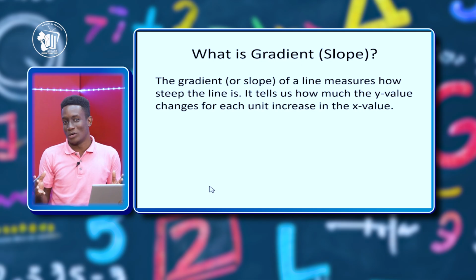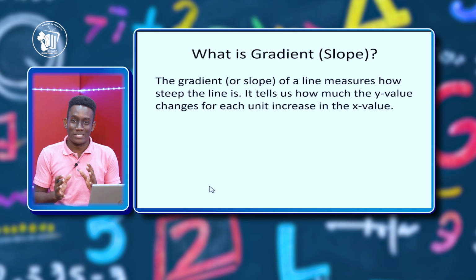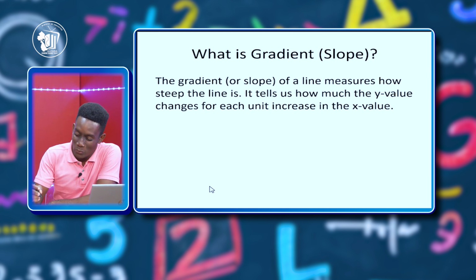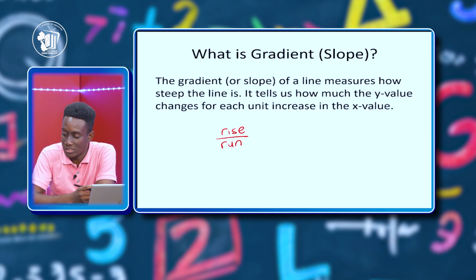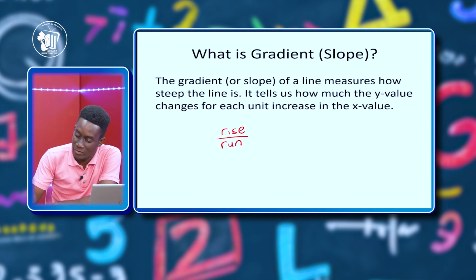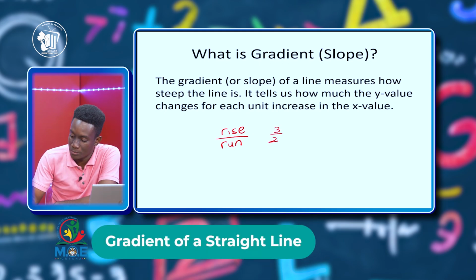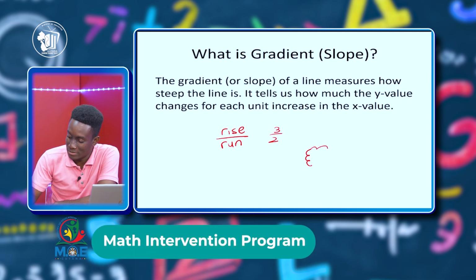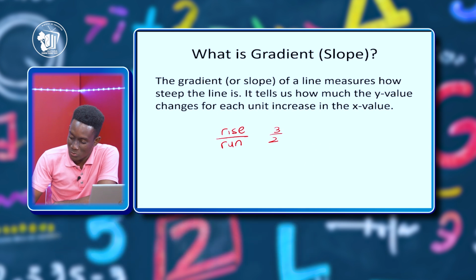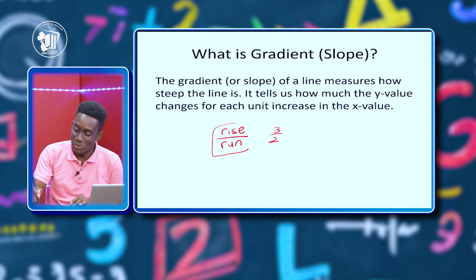A simple formula, without the actual mathematics, that you can think about to remember how to calculate gradient would be rise over run. This rise over run tells us how much the y value changes for each unit increase in the x value. So for example, if we had a gradient like 3 over 2, this means we are rising 3 units and then we run 2 units. So that is what rise over run is telling you. You can remember this formula, rise over run.